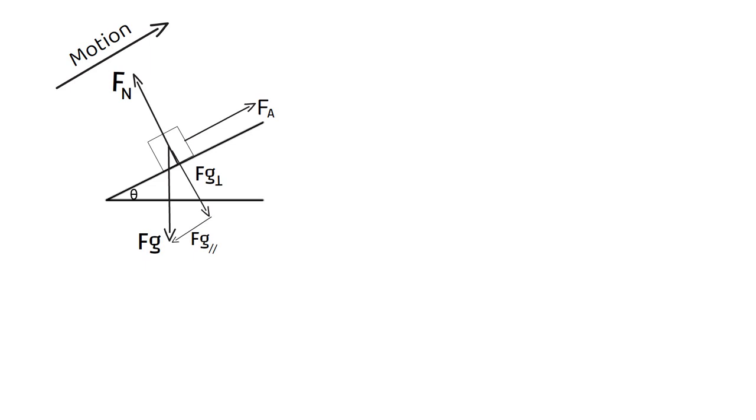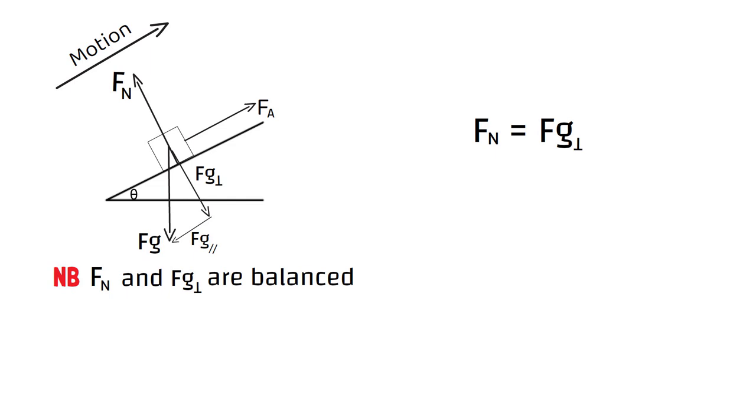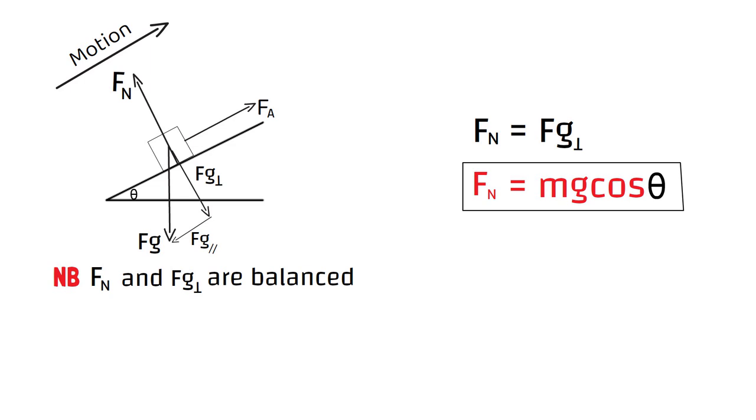So now you see that since the object moves in this direction, the forces that affect the motion are F applied and FG parallel. What about FN and FG perpendicular? FN and FG perpendicular are balanced, which means they are equal in the opposite direction. Therefore FN equals FG perpendicular. But we already know FG perpendicular is mg cos theta. So that is how you get the normal force specifically in this scenario.